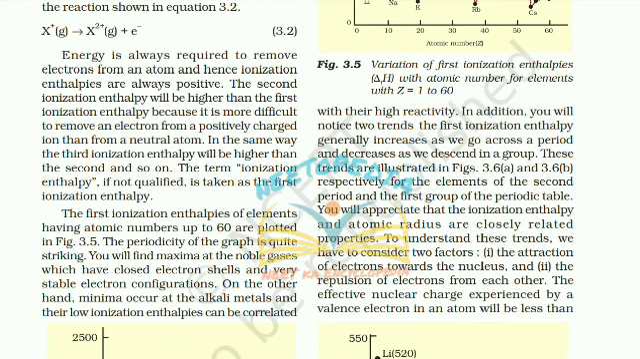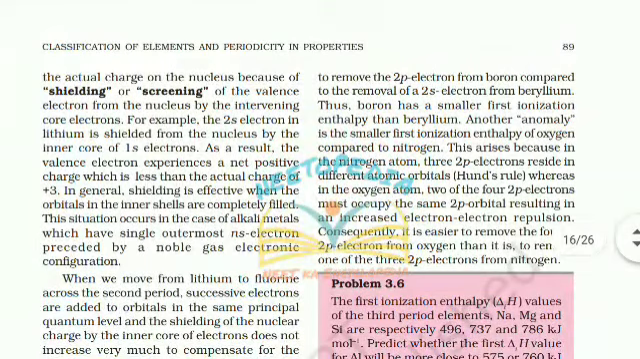The effective nuclear charge experienced by a valence electron in an atom will be less than the actual charge on the nucleus because of the shielding or screening of the valence electrons from the nucleus by intervening core electrons. For example, the 2s electron in lithium is shielded from the nucleus by the inner core of 1s electrons. As a result, the valence shell electron experiences a net positive charge which is less than the actual charge of +3.